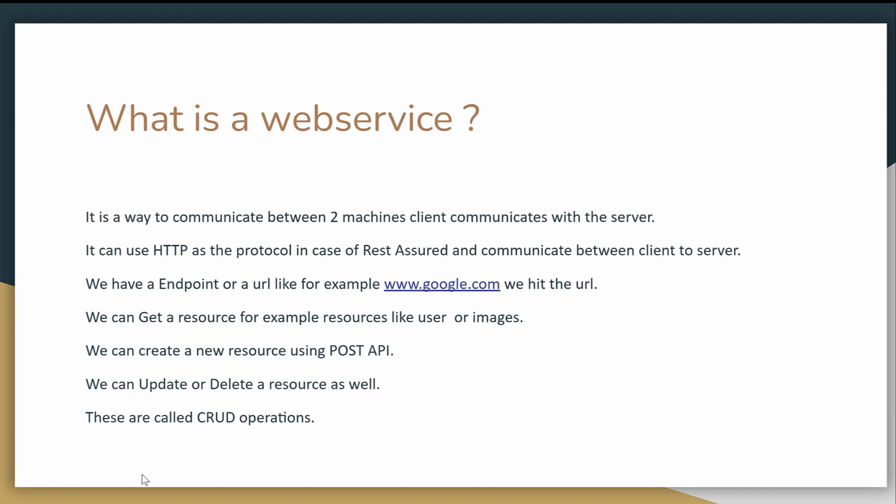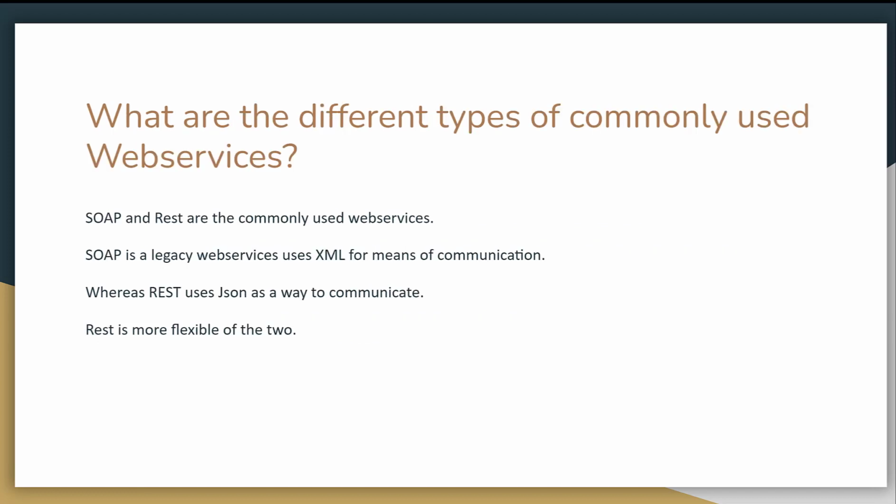So in order to read, we use the GET API. In order to create a new resource, a POST API is used. In order to update, we use PUT. And in order to delete, of course, it's the DELETE operation. So these are all the methods.